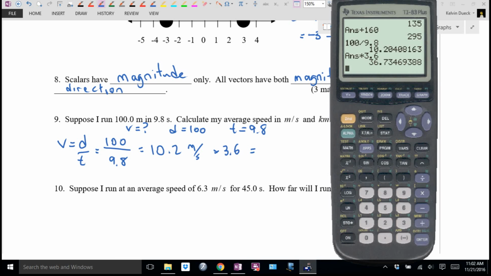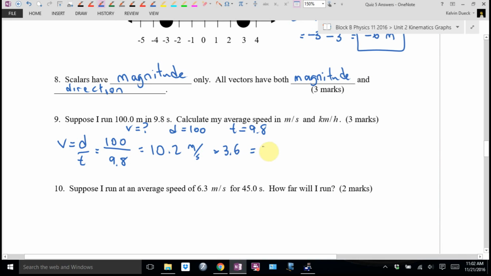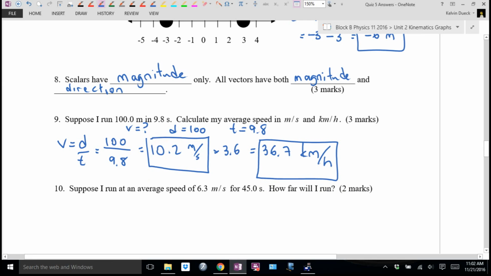36.7? 3, 4, 36.7. If you said 37, I'd take that because that 9.8 is to 2 sig figs, so really I should go to 2 sig figs. But I'll go 36.7 kilometers per hour. So there's one answer. There's another answer. I would give you 1 mark if I saw that, 1 mark if I saw that, 1 mark if I saw that.